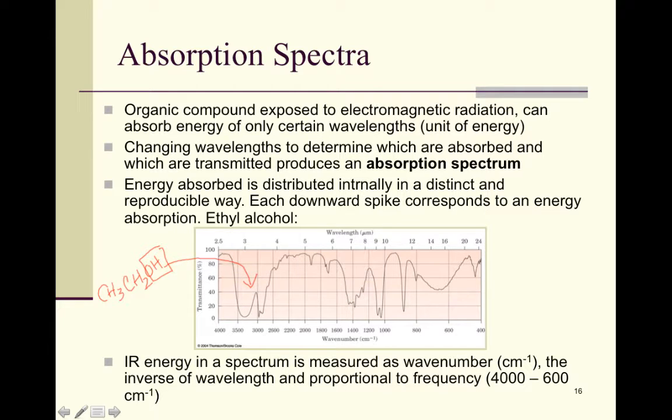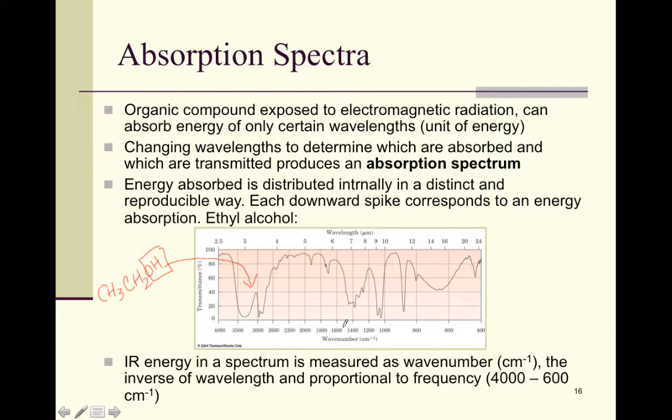The main reason why we use IR and its main purpose and use is to verify that we have certain functional groups there, or to let us know that certain functional groups are not present. IR energy in a spectrum is measured as a wave number, the inverse of the wavelength, and proportional to its frequency. So across the bottom here, we start off with 400. This is its wave number.